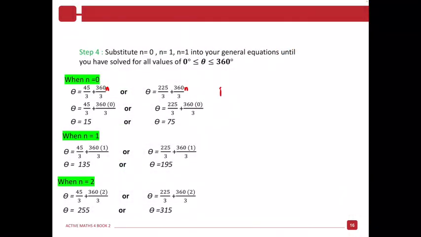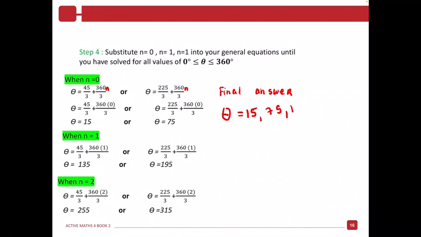This gives us our final answer of theta equals 15 degrees, 75 degrees, 135 degrees, 195 degrees, 255 degrees, and 315 degrees. All of these values must be given for you to get full marks.